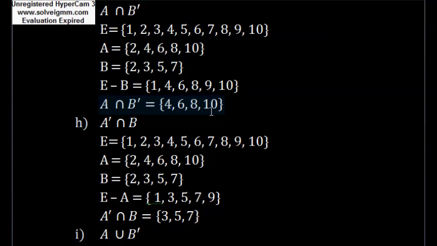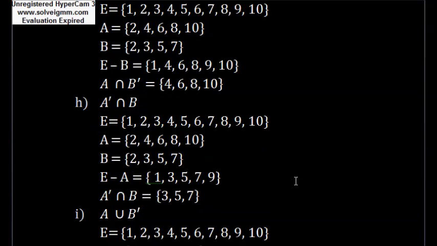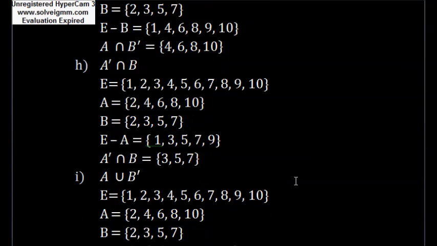Now in H part, A complement intersection B. Again you will find A complement. A complement means E minus A. It means you are subtracting all the elements of A from the universal set. So A is given, and B is also given. So E minus A equals 1, 3, 5, 7, 9. And the common elements between A complement and B are 3, 5, 7.